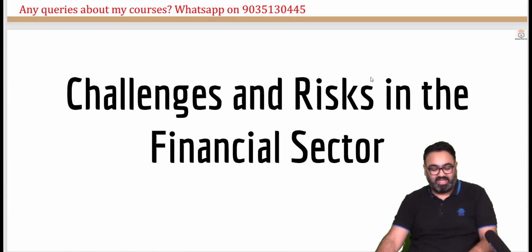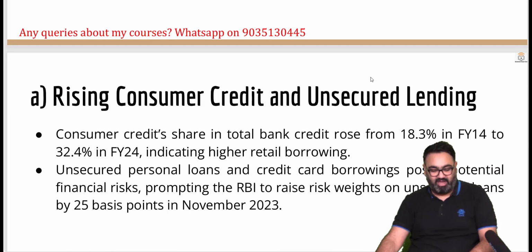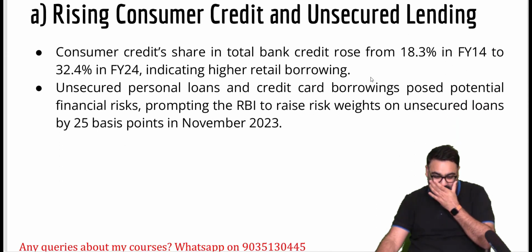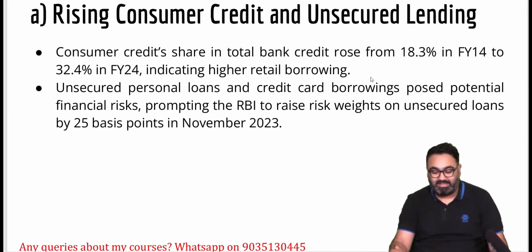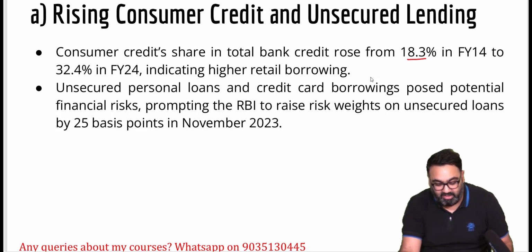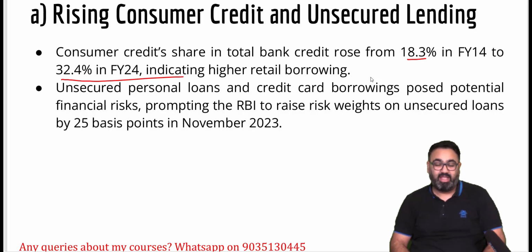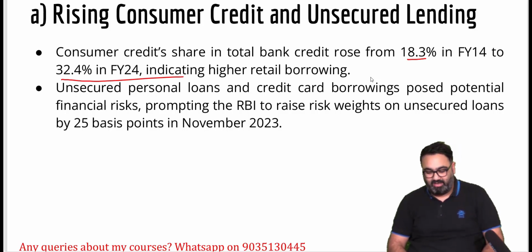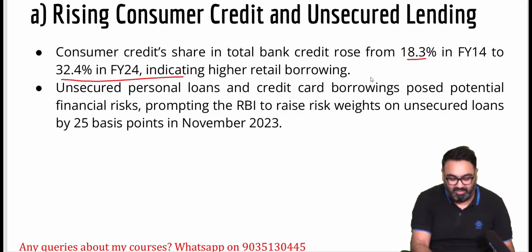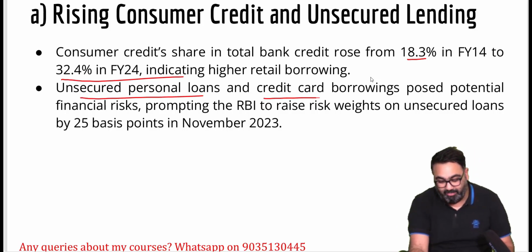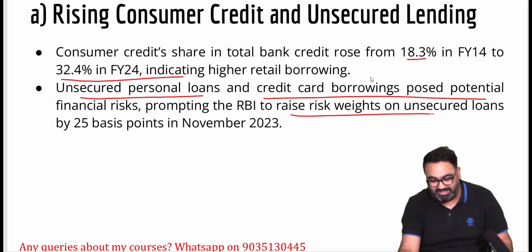At the same time, there are still challenges and risks in the financial sector. We are not over and above that. First, the consumer credit in the banks has increased from 18.3 to 32.4%. It means there is much higher retail borrowing. So at the retail level, the borrowing is much more, and more money is going to retail loan takers and not the corporates. Unsecured personal loans, against which you don't give any security, and credit card borrowings have also increased considerably.